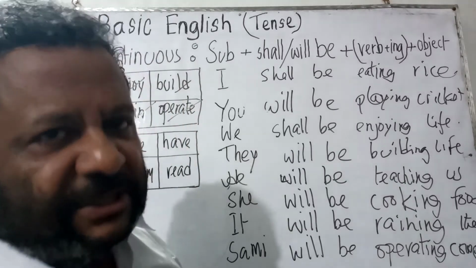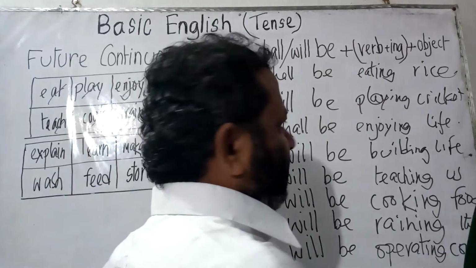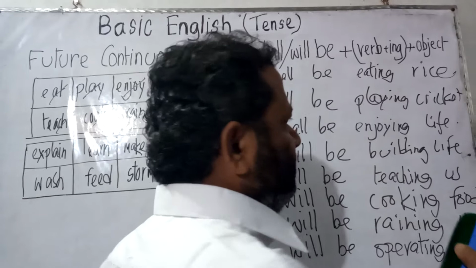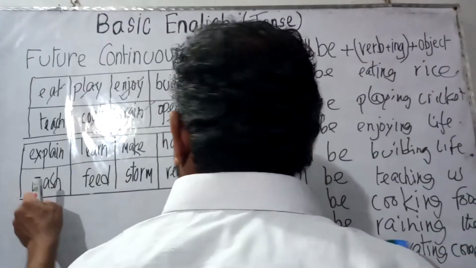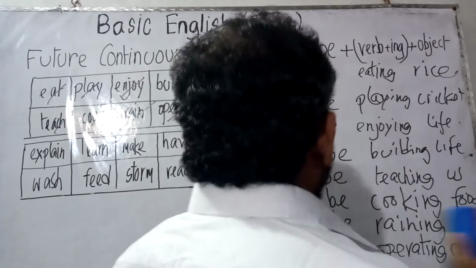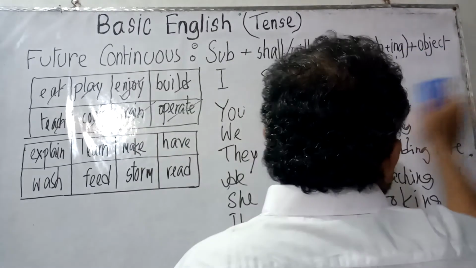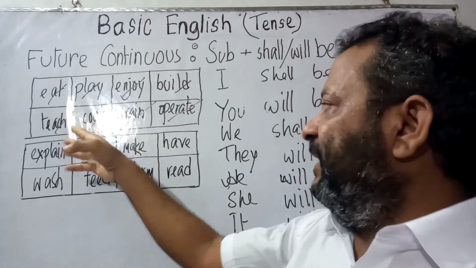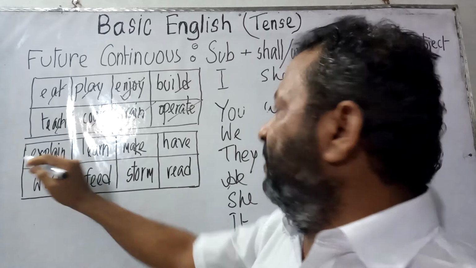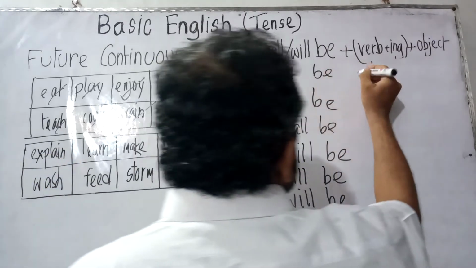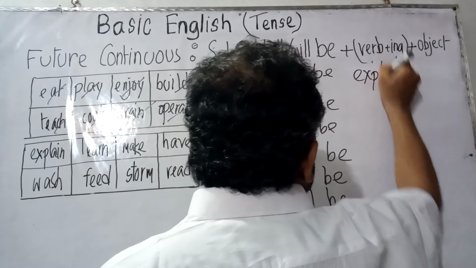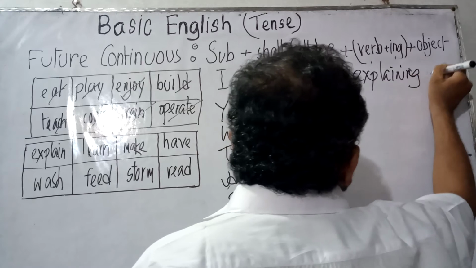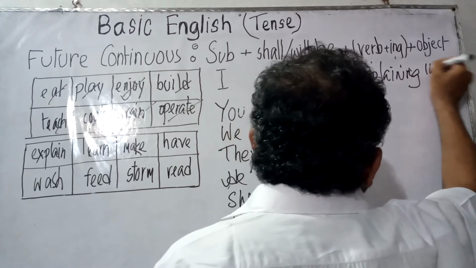That is, the first set of verbs, I repeat, the first set has been completed successfully. Now, I am going to make sentences by using the second set like the previous time. Now, let us erase this portion and let us take verbs from this set. The first verb is explain. Then I shall be explaining. E-X-P-L-A-I-N-I-N-G. I shall be explaining the lesson.